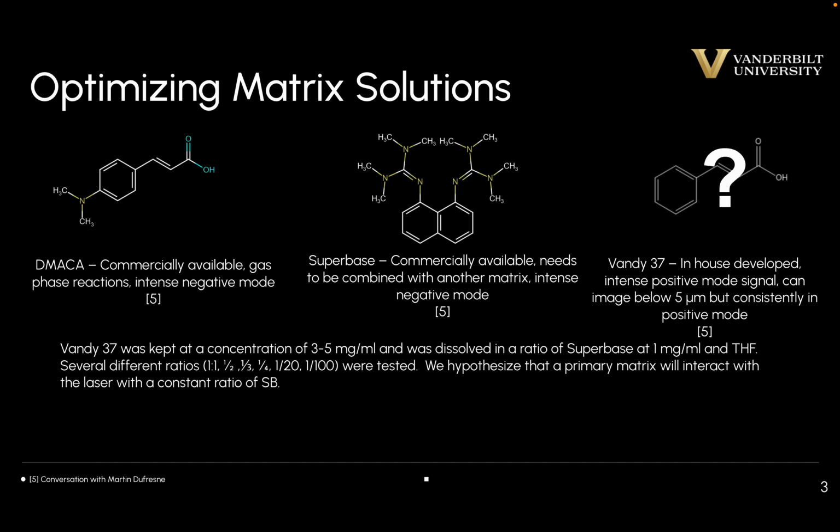So we tried different types of ratios, all the way from 1/100th all the way back to 1:1. And we found that a 1/4 dilution of SuperBase to Vandy 37 gave us the highest negative ion mode signal. We hypothesized that the primary matrix here, Vandy 37, would interact with SuperBase with a constant ratio. So no matter what concentration we keep Vandy 37 at, the ratio of Vandy 37 to SuperBase was going to remain the same, so a 1/4 ratio between the two.